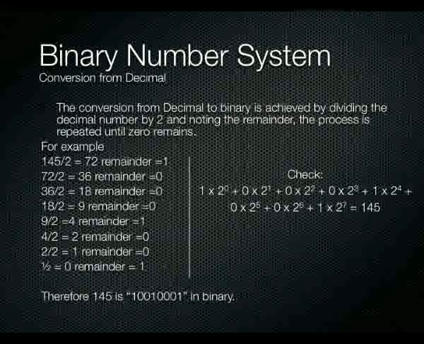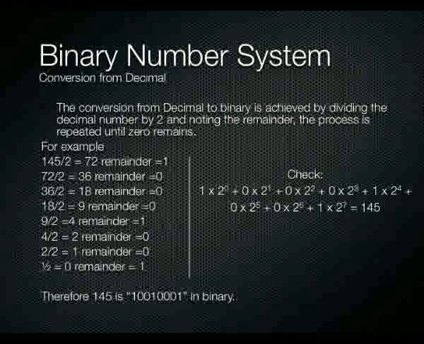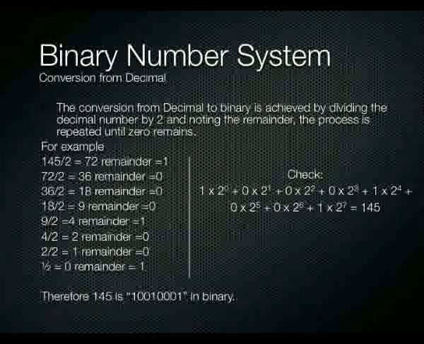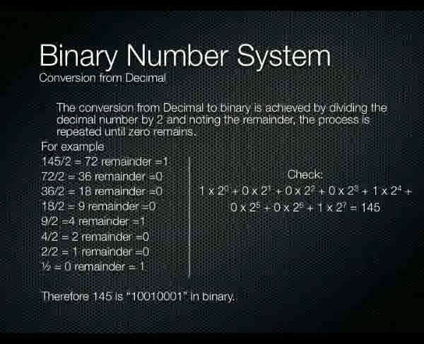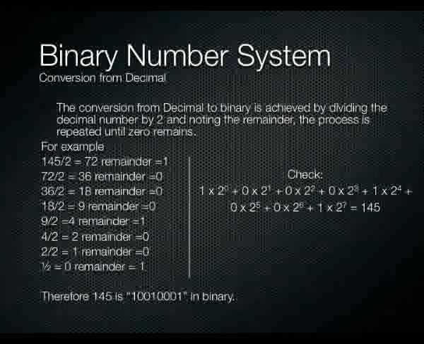And then, of course, you can check that simply by doing the equation we did previously, where we can simply add all those numbers up, multiply by the radix in the column number, and we can see that we get exactly the same number again, 145. So that's how we convert our decimal numbers into binary numbers.